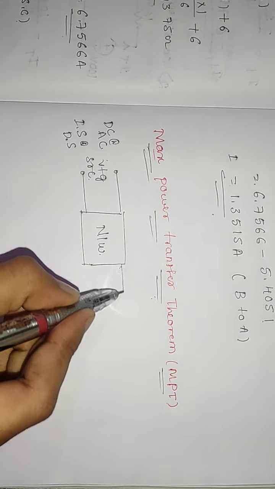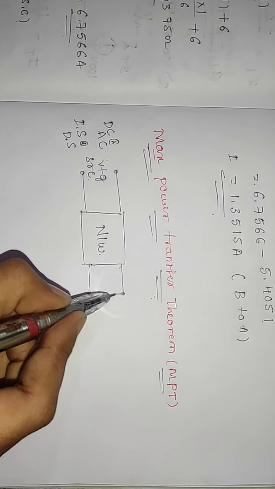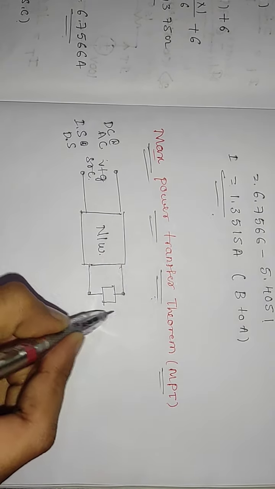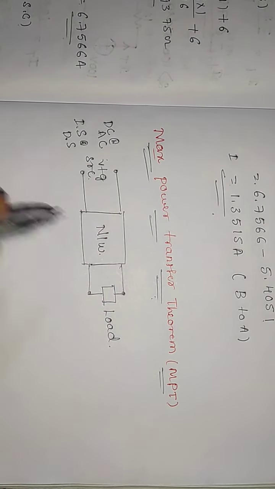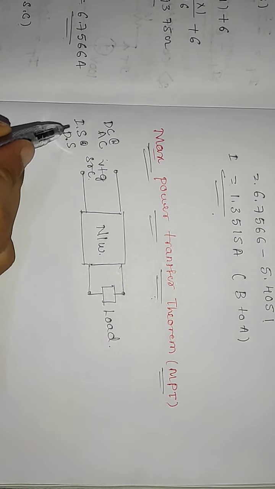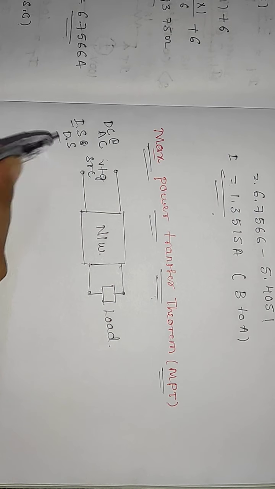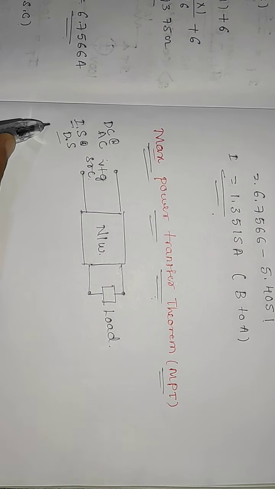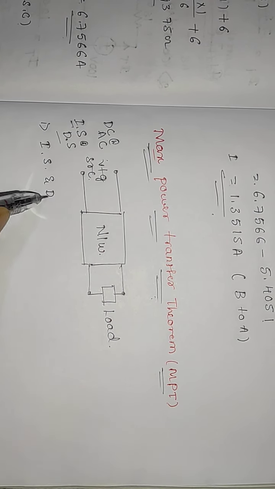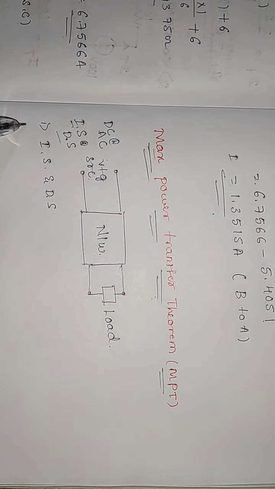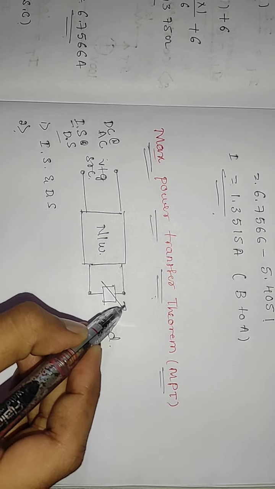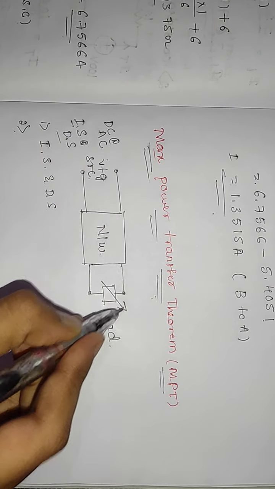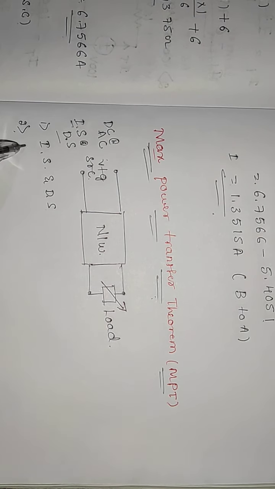So here we are connecting a load. Here take some points. The MPT is valid for both independent source and dependent source. So the first point is that MPT is valid for both independent and dependent sources. The next point is that MPT is valid for a variable load, so you have to vary the load.